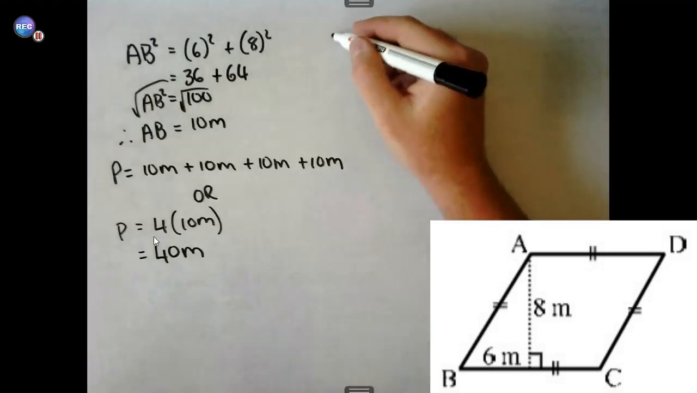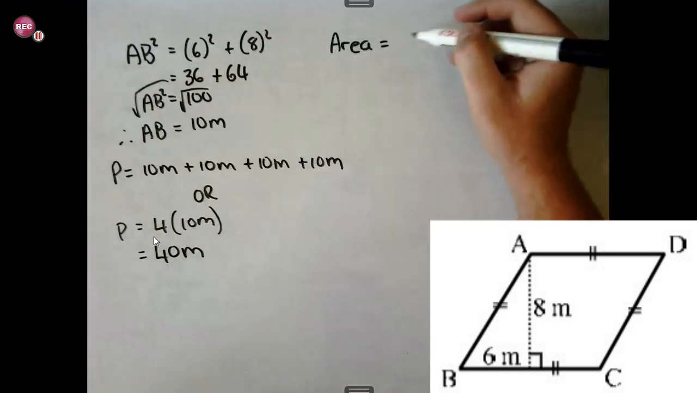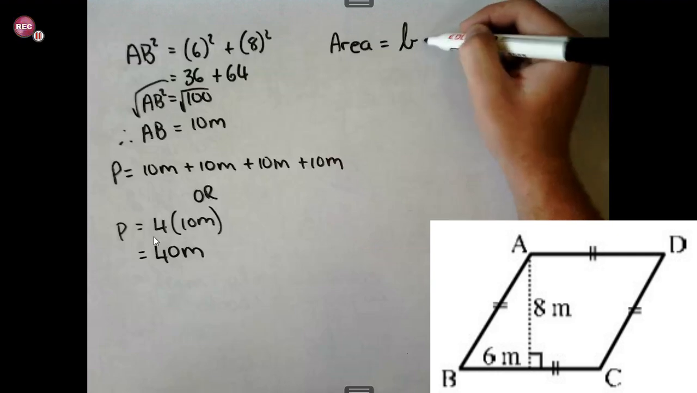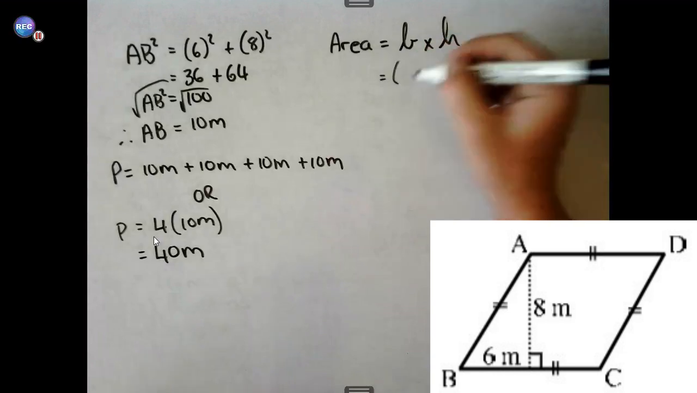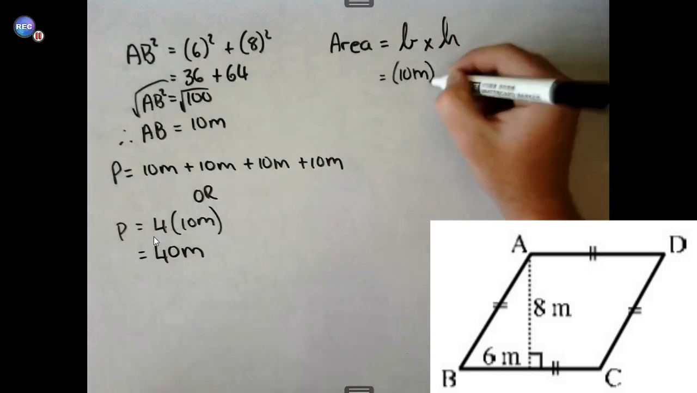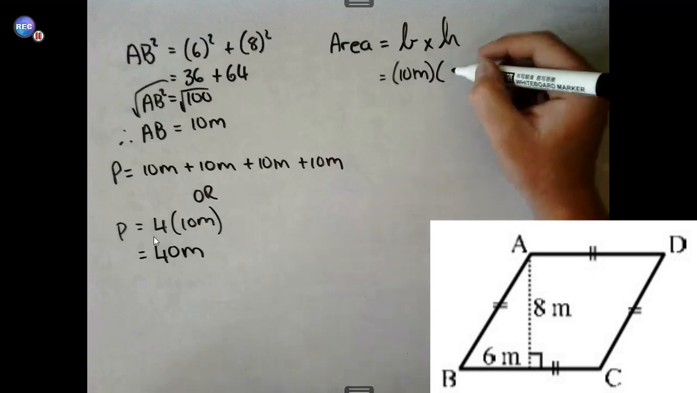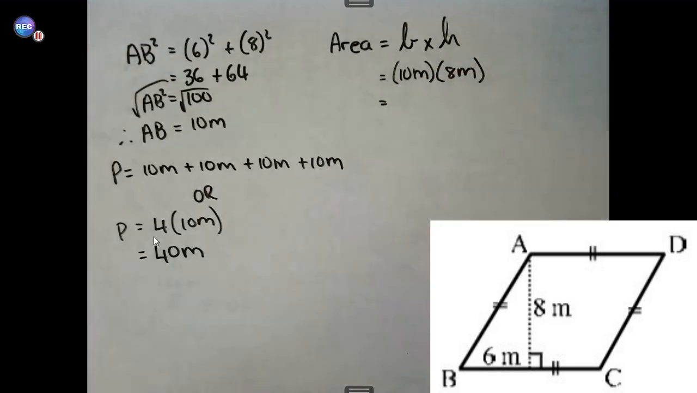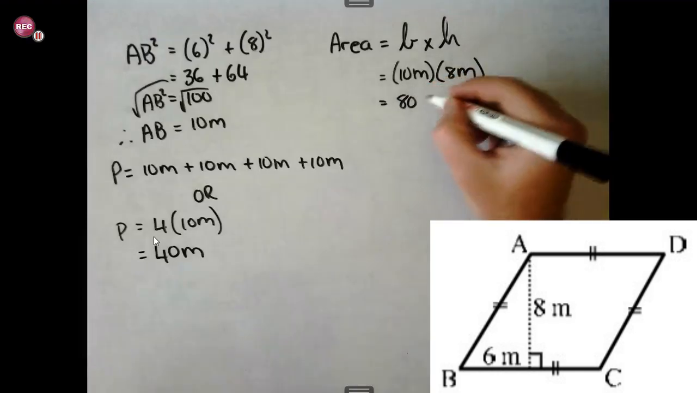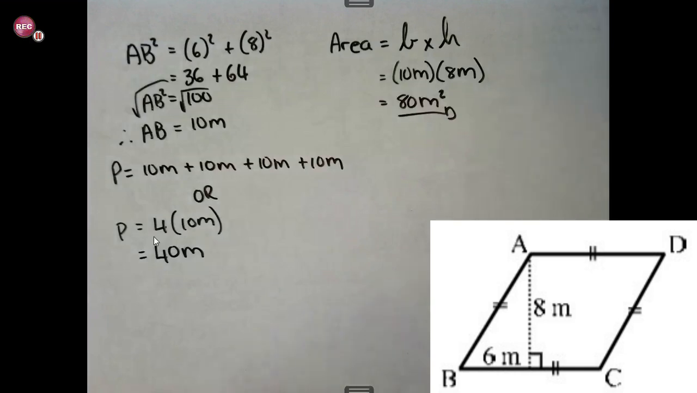So to calculate the area of the rhombus, you're going to say base multiplied by height. In this case, the base is 10 meters and the height is 8 meters. So if you multiply it together, you'll get that your total area of that shape is 80 meters squared. So there you go. Calculated, done and dusted.